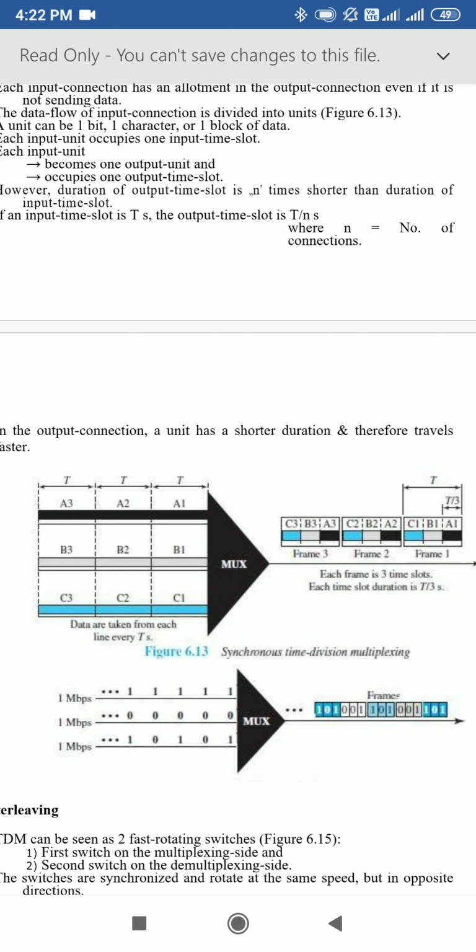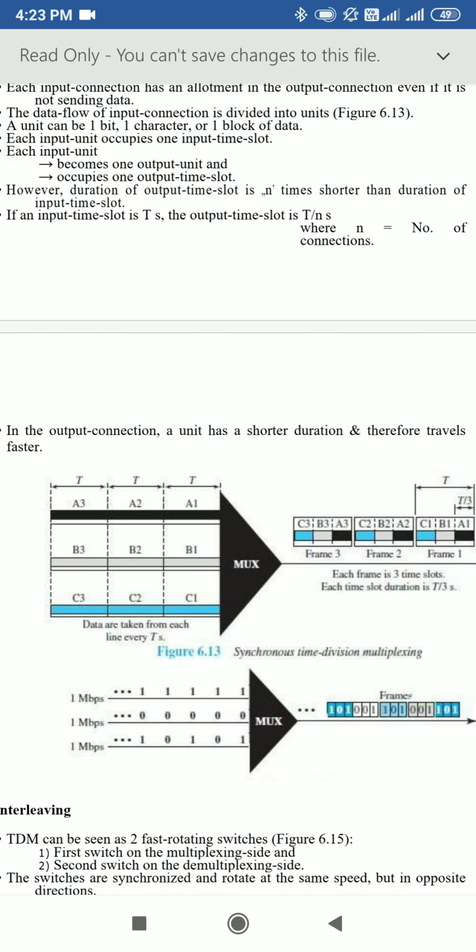The meaning of this is totally you have 3 channels. For 3 channels, you have the 3 devices. Let us assume the devices as device A, device B and device C. Device A wants to transfer the data. So instead of sending the whole data at one time, it will divide the data into various units. So device A will divide the data into A1 unit, A2 unit and A3 unit. Device B will divide the data into B1 unit, B2 unit and B3 unit. Device C will divide the data into unit C1, unit C2 and unit C3.